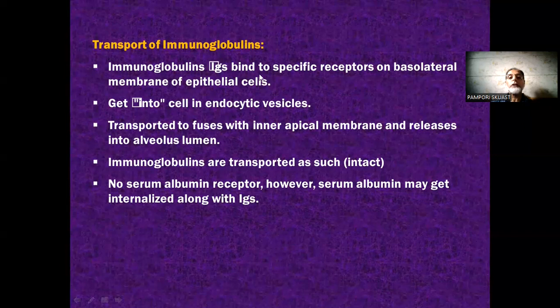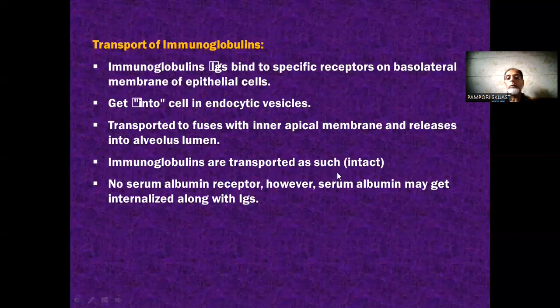Immunoglobulins, or Igs, bind to specific receptors on the basolateral membrane of the epithelial cells and get into the cell in endocytic vesicles. We have seen that pathway, how they get engulfed and membrane bound, then come into the cytoplasm of the epithelial cells, reach the apical membrane, and through exocytosis they are pushed into the milk, or the alveolar lumen.